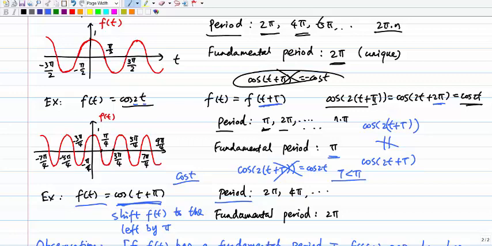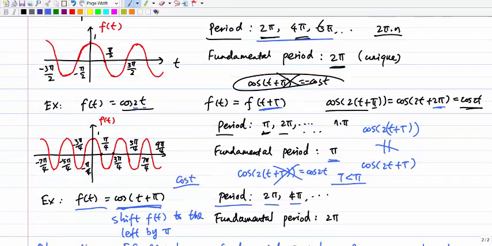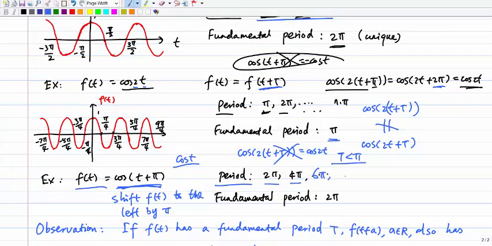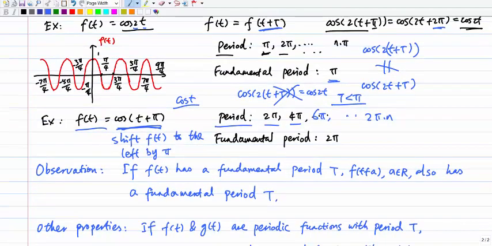That's why we can say the period is still 2 pi, 4 pi, and 6 pi, which would be just 2 pi times n, and the fundamental period is still 2 pi. So we can say that if f(t) has a fundamental period of T, then f(t + a), where a can be any real number, also has a fundamental period of T. This one is just a shift of f(t), because the shift doesn't change the fundamental period.